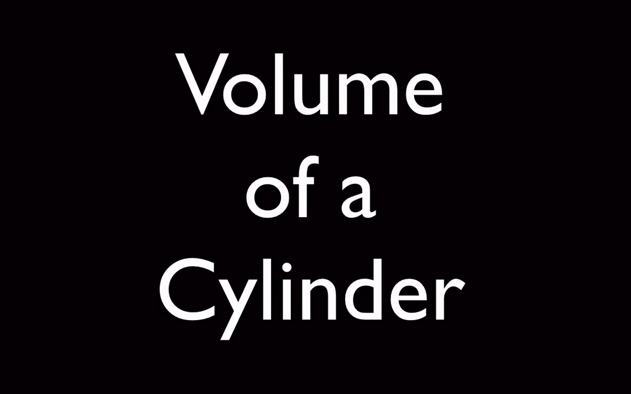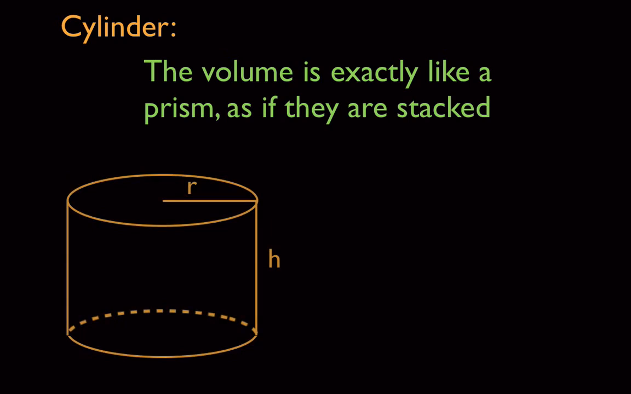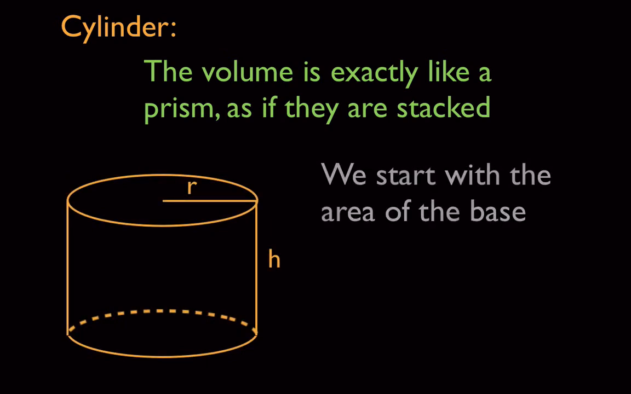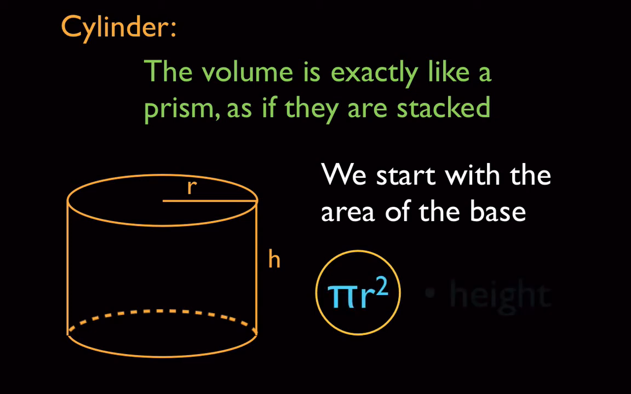The reason I skip from prism to cylinder and skip over pyramid is because the cylinder is exactly like a prism. The only difference is the base is no longer a triangle, a trapezoid, a parallelogram. It's actually a circle. So what that means is I've got my area of my base, which is a circle. We know the area of a circle is pi r squared. And we know our height is h. So in this case, just like the other ones, I'm going to take the area of my base multiplied by the height.